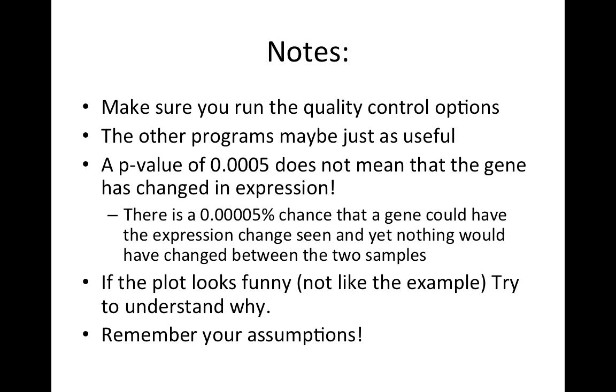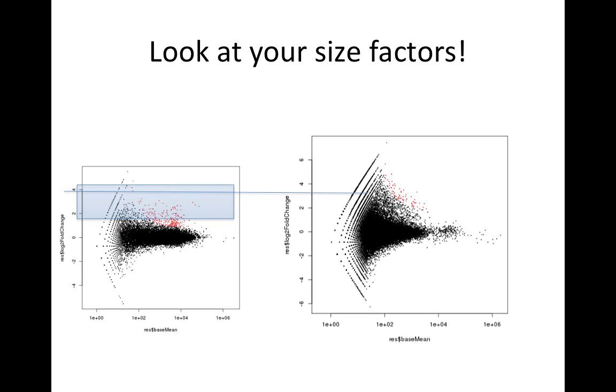Make sure that if the plot looks funny, not like the example we showed, that you try and understand why. Because probably if your MA plot looks funny, it means there's something wrong with your data, and DESeq is not going to give you the right answer if there's something wrong with your data. The last thing I want to say is to remember your assumptions. So I'm going to give you a way that I've seen that DESeq will still give you a result and be wrong at the same time.